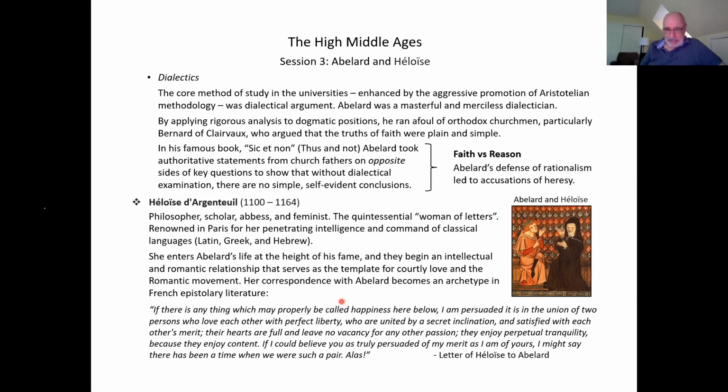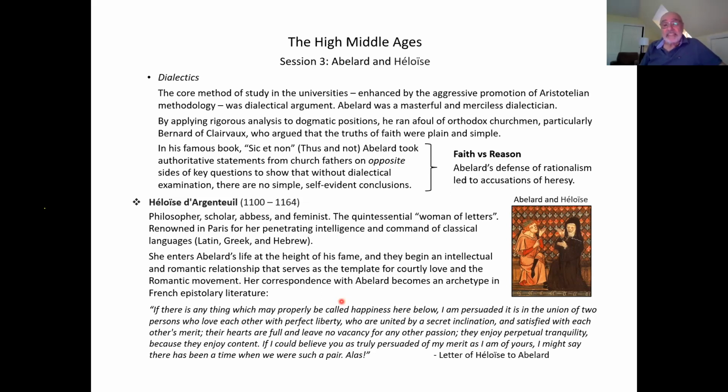He was what was happening in 12th century Paris at the university. And here comes this brilliant, attractive young woman into his sphere of influence. And they begin first an intellectual, and then it spills into a romantic relationship that serves as the template later on, by the way, when we get to discussions of courtly poetry. This becomes the model, one of the great topics of courtly love and the romantic movement that ensues later on in the century.